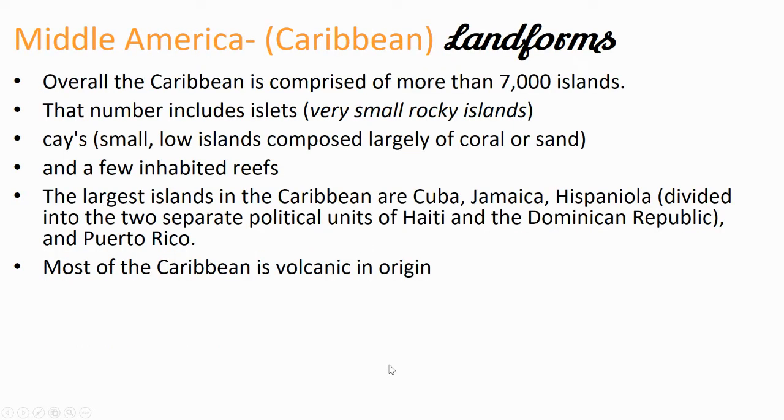Now the Caribbean, remember we're talking now about the islands. Overall, the Caribbean is comprised of more than 7,000 islands. That number does include different islets, which you know the definition of now, different cays, and a few inhabited coral reefs. The largest islands in the Caribbean are Cuba, Jamaica, Hispaniola, which we know is divided into 2 separate political units, Haiti and the Dominican Republic, and also Puerto Rico. Most of the Caribbean is volcanic in origin.